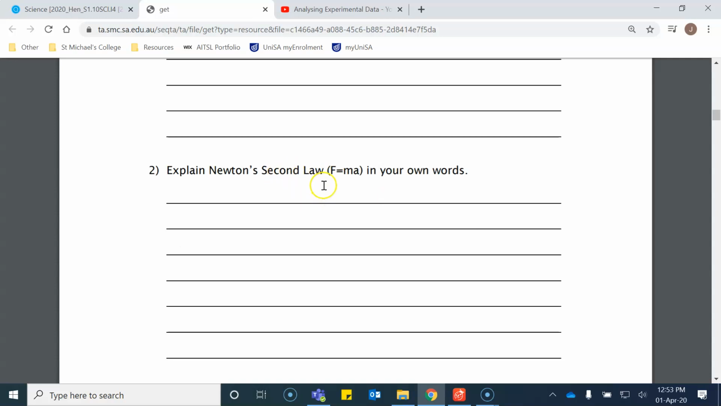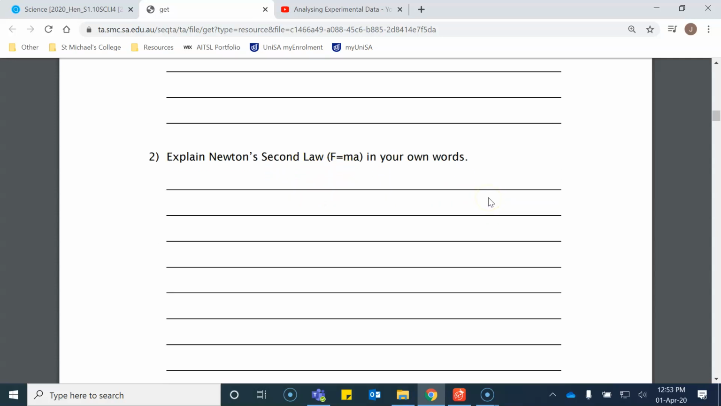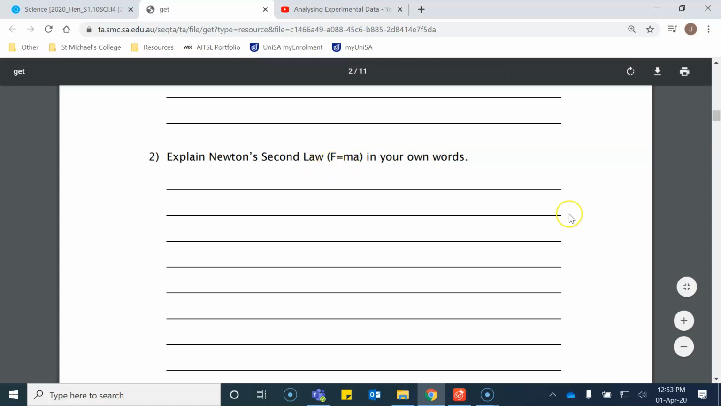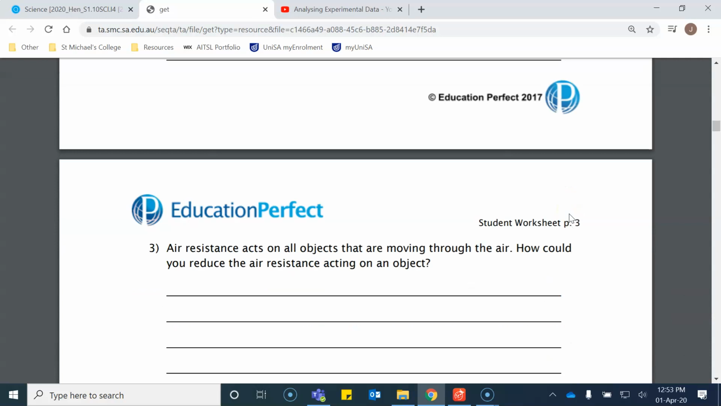Explain Newton's second law in words, in your own words. So this is basically just relating the direction of a force to the acceleration. We know that gravitational force, if we drop something, acts towards Earth, therefore the acceleration acts in that same direction. And we know that the magnitude of the acceleration will depend on the mass of the object if the force remains constant. We've spoken about that already in class.